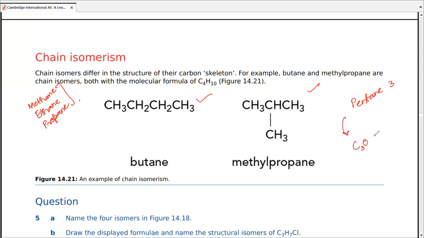Moving on to carbon 30 based alkane, the number of isomers is around somewhere around 4 million. Yeah, 4 million. That's why organic is such a big branch.